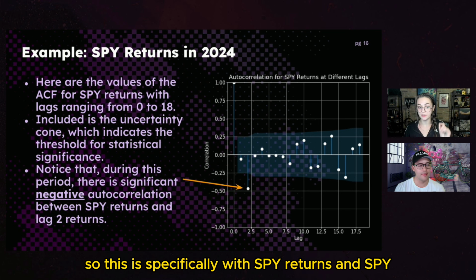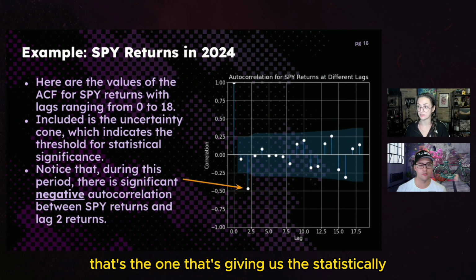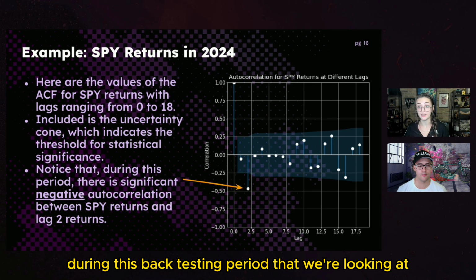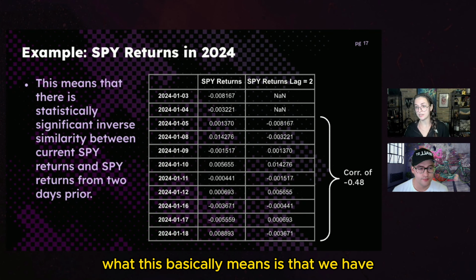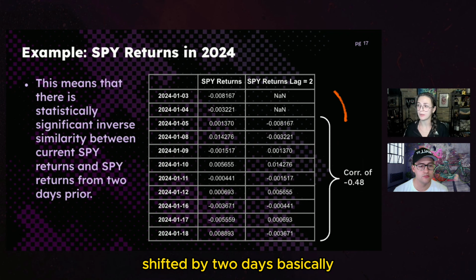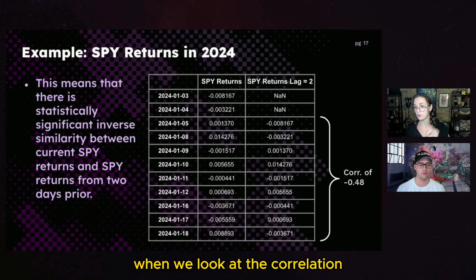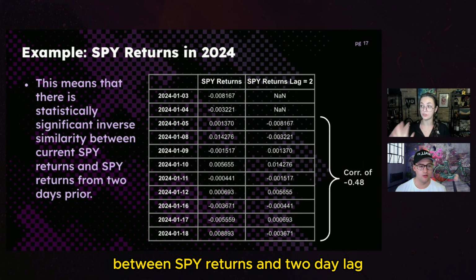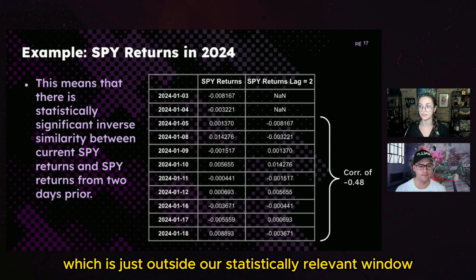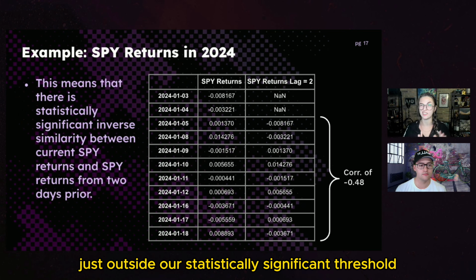Because this is the statistically significant point, that's the one that I want to look at. So this is specifically with SPY returns and SPY returns that are lagged by 2 days. That's the one that's giving us the statistically significant value during this backtesting period. So what this basically means is that we have our SPY returns, and then we have our SPY returns that are shifted by 2 days, that are yielding the statistically significant result. When we look at the correlation between SPY returns and 2-day lagged SPY returns, we get a correlation of negative 0.48, which is just outside our statistically significant threshold.